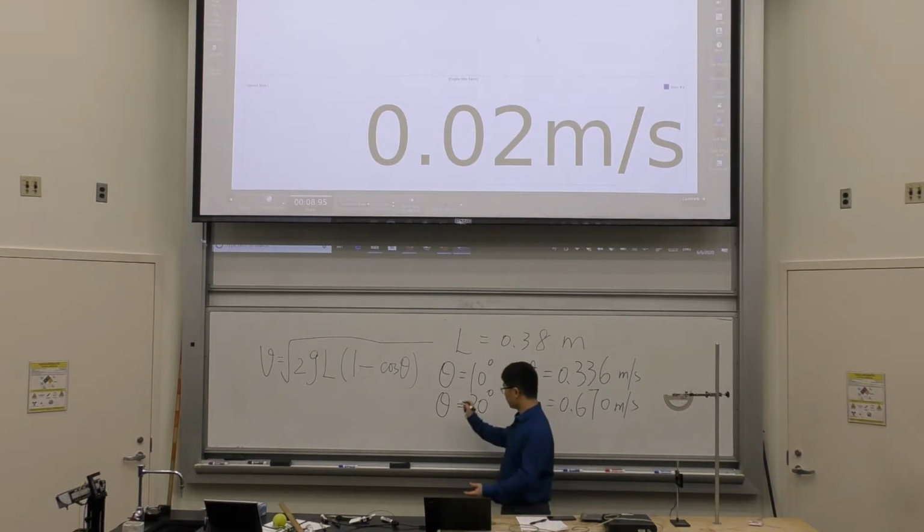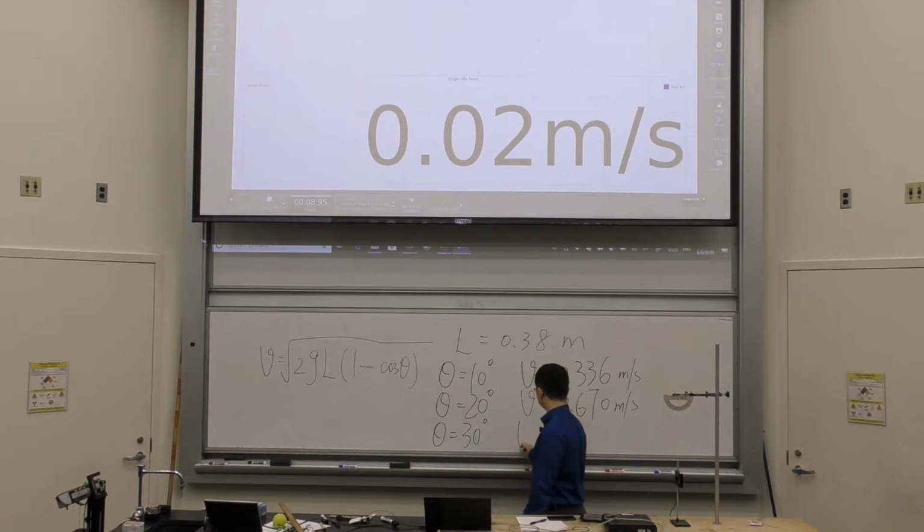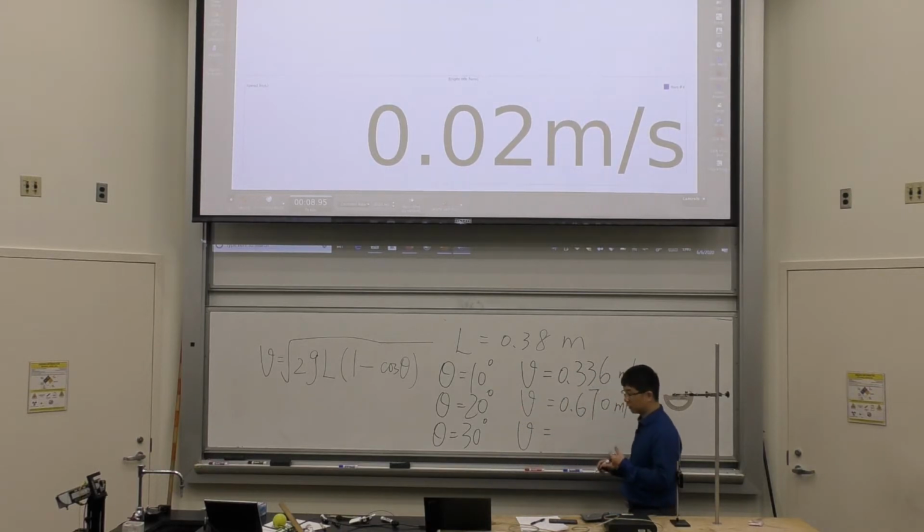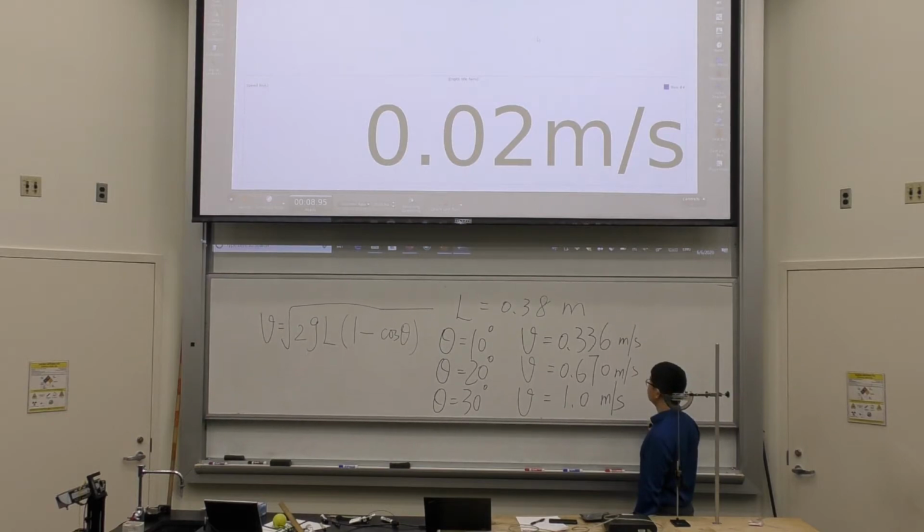And then let's try another one, say 30 degrees. What would be our prediction? Let's see. Okay, so that's going to be almost 1, 0.999, so let's call it 1. Okay, so these are our predictions.